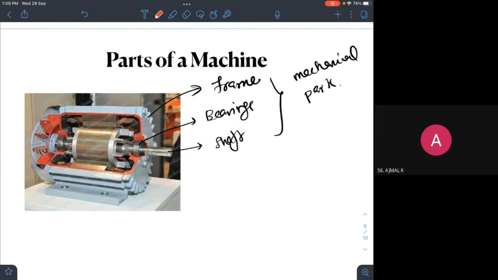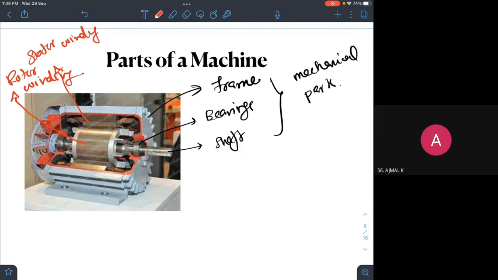Now if I take the electrical part, in the electric circuit, you will have your windings, right? Here you will have your rotor, and on this side, your stator winding. On the surface of the rotor, you will have your rotor windings. I am writing it down here. This is the stator winding, and this here is the rotor winding. So these two windings constitute our electric circuit part.